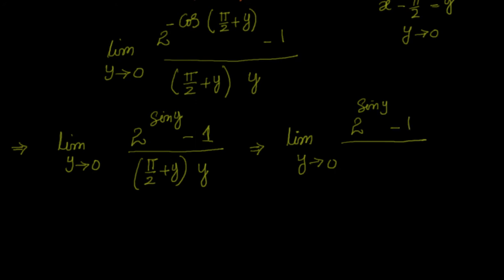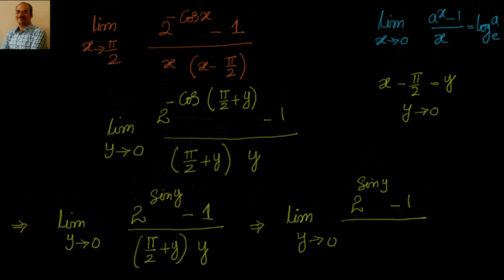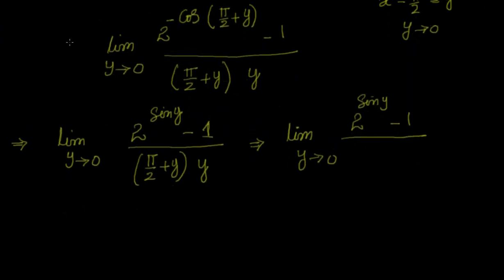Now what is the formula? The formula says a power x minus 1 by x. What is the value of x here? The value of x is sin y. So I should have a sin y so that I can convert this whole expression into log of a to the base e, or nothing but log 2 to base e.